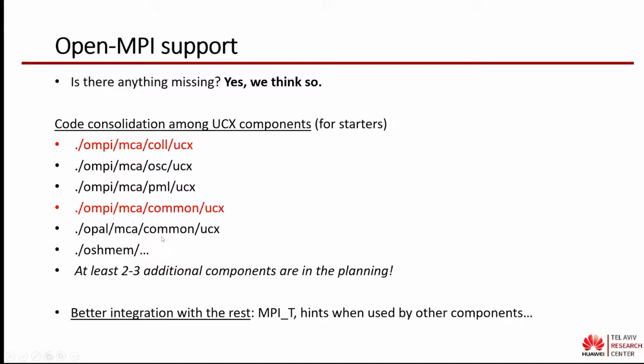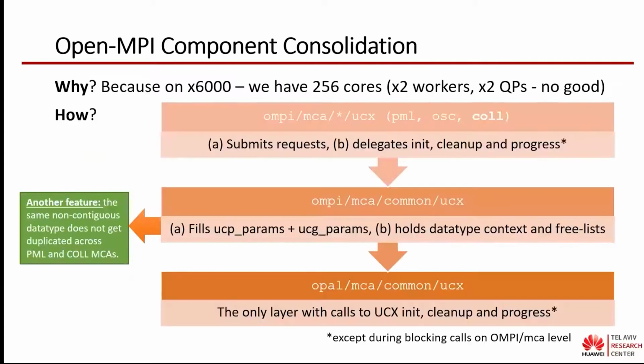So basically what it means, if I'm going to skip to the core count on this X6000 server configuration, we have 256 cores, which really doesn't like having 2 workers, 2 QPs, and 2 everything in OpenMPI or HyperMPI, which is the Huawei modified version. This means for us, we want to have some kind of consolidation.